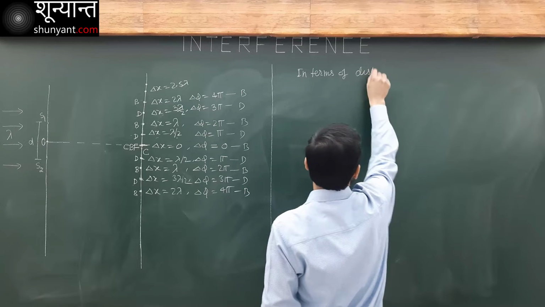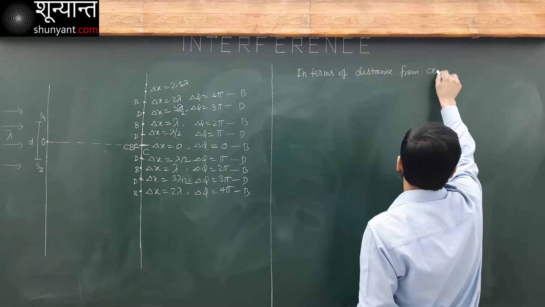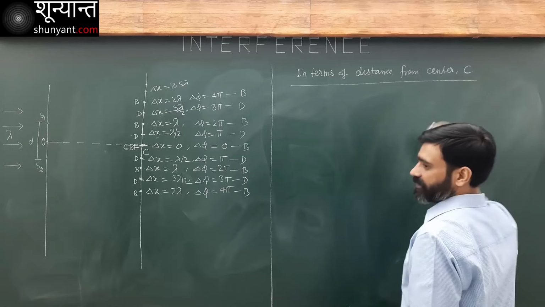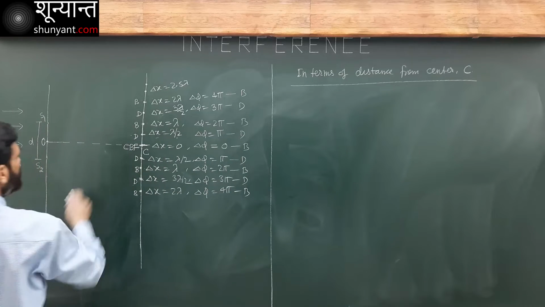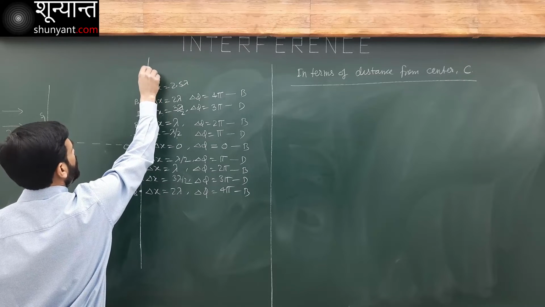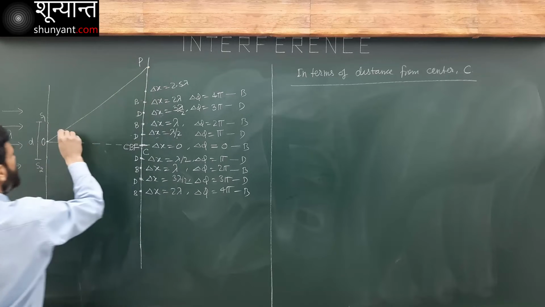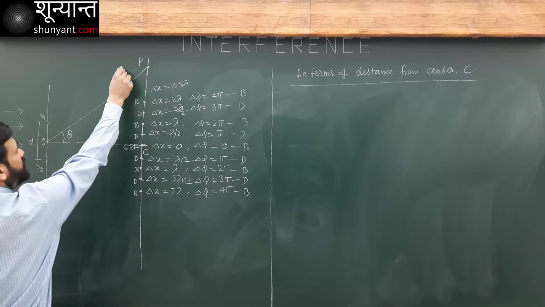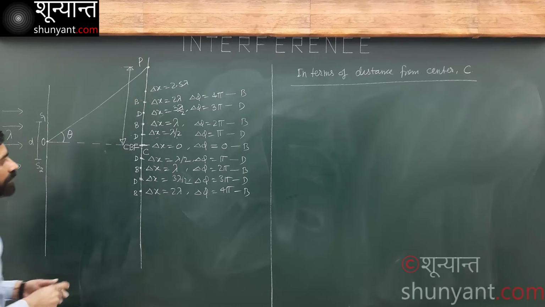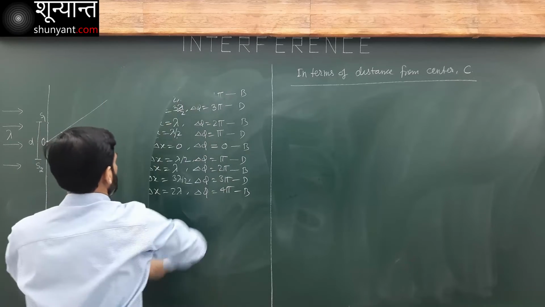Now, in terms of distance from center C, let's take one general point here. One general point P. Okay, this angle is theta, and this distance from here to here is y. Okay, can I clean all of this? Okay, let me clean all of this.